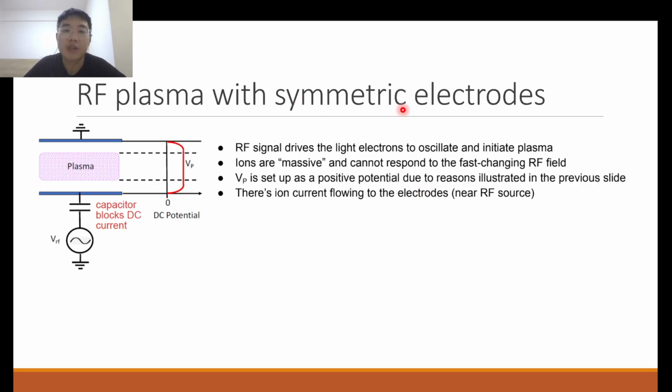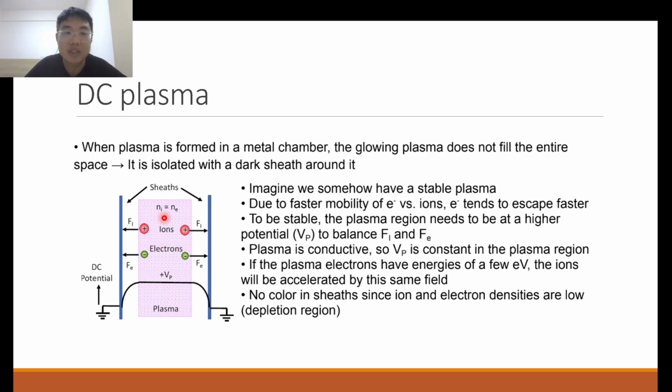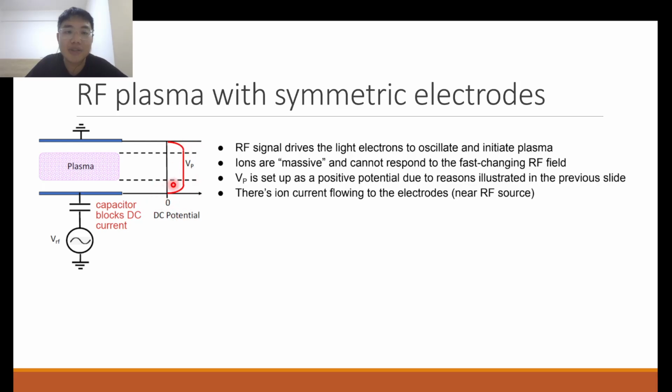And so for the case of RF plasma with symmetric electrodes, here we see a graph, right? This is the potential graph. The potential of the plasma is higher than the potential at the two electrodes, and that is exactly for the reason mentioned earlier. Even though this diagram shows the case of a DC bias, in the case of an RF bias it's the same phenomenon. We see that the plasma is raised to a higher potential relative to your electrodes, in order to balance the electron and ion flux flowing to the electrodes.